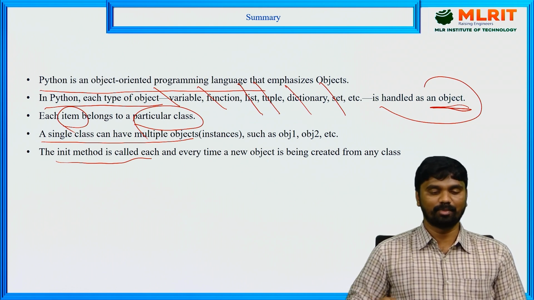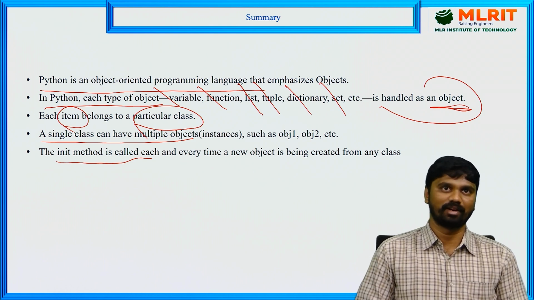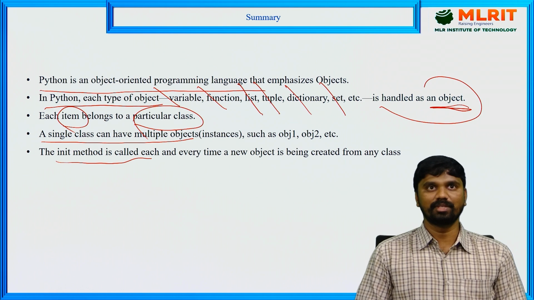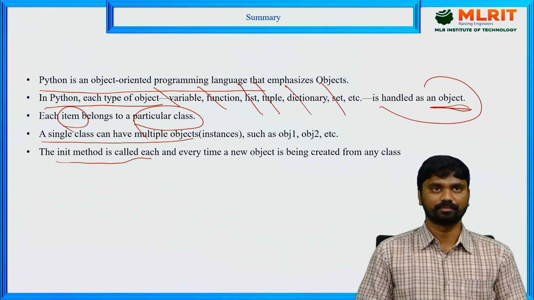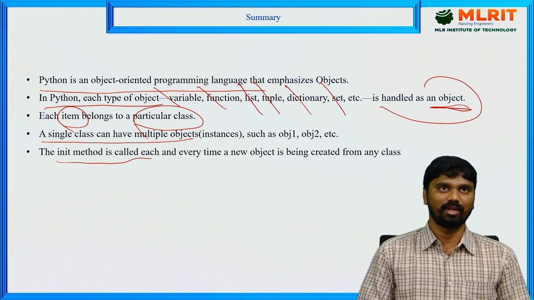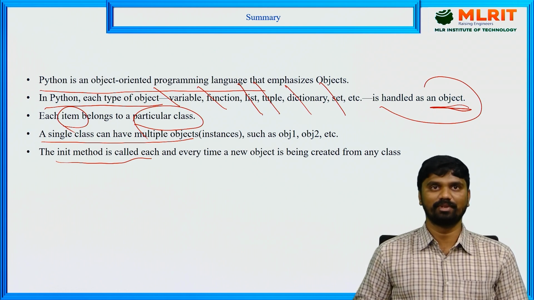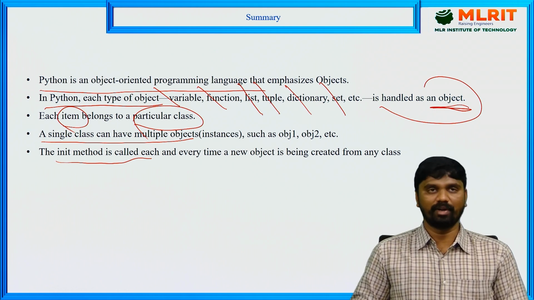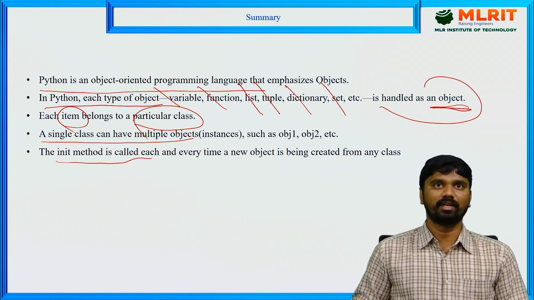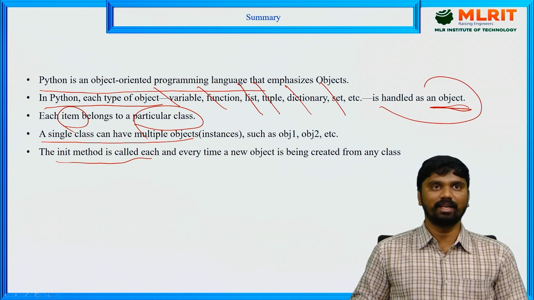So this is about what a class is and what an object is, how we can define an object, and by using that object, how we can access variables and methods. So in the next class we'll discuss the self variable, and what the init method is.